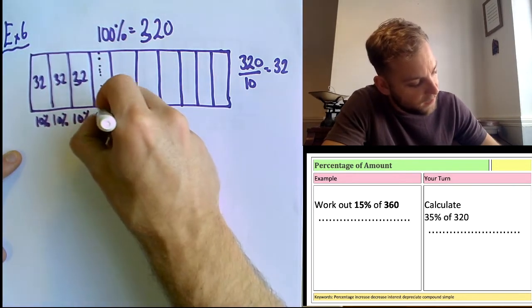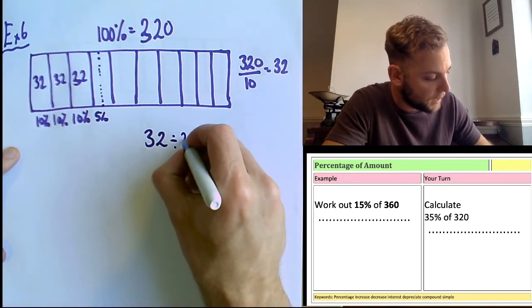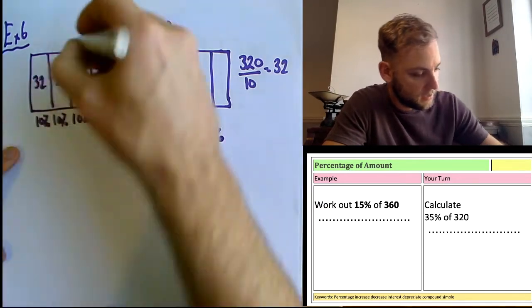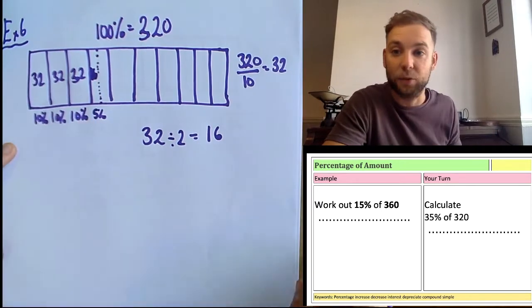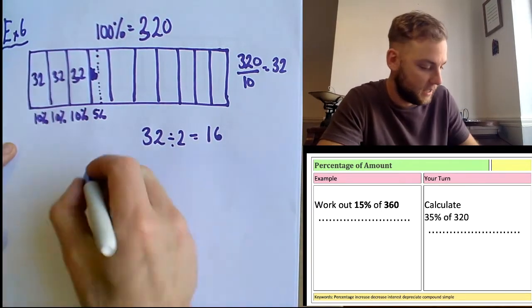So then the 5%, which is going to be half of this, so 32 divided by 2 is equal to 16. So this one here, the half, is worth 16. So then I need to add all these together. So it's 32 plus 32 plus 32 plus the 16.